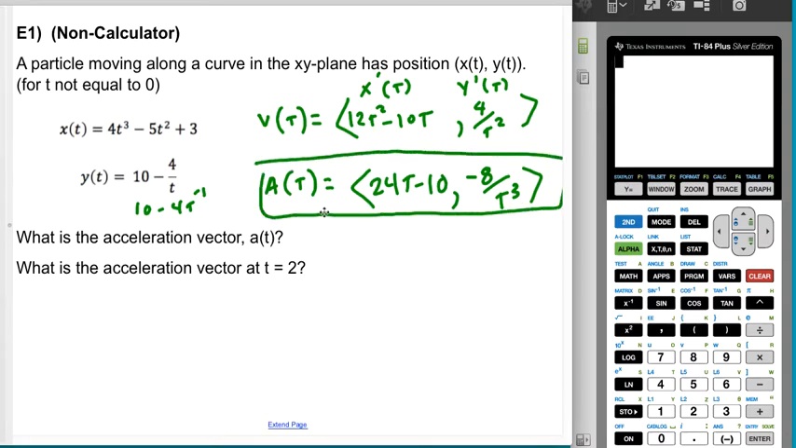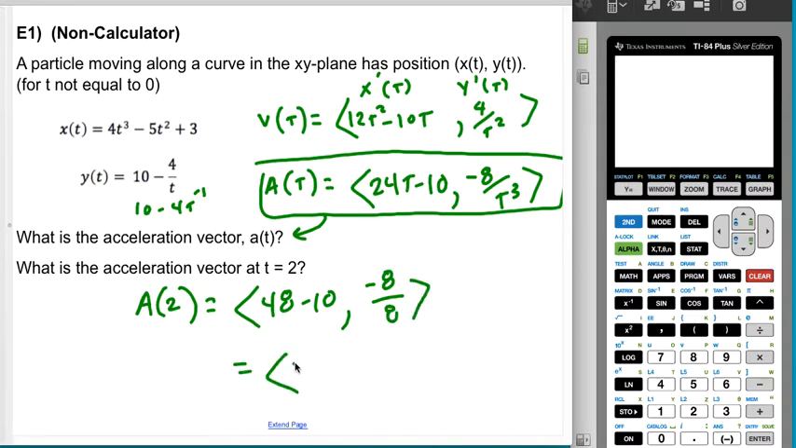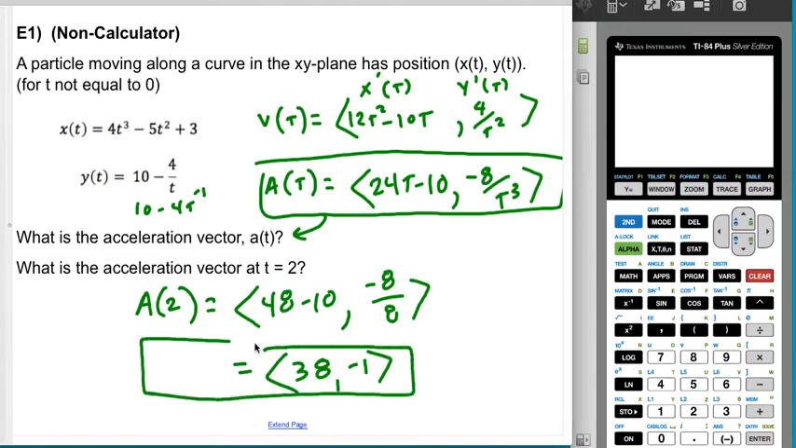And I could have written it either in this vector notation or in ij notation. I just don't particularly care for ij notation. And then a of 2 is going to be what happens when I plug a 2 in, right? So that's going to be 48 minus 10, and then negative 8 over 8. So I get that a of 2 is 38 comma negative 1. And that's it. So those are the two parts of that problem.